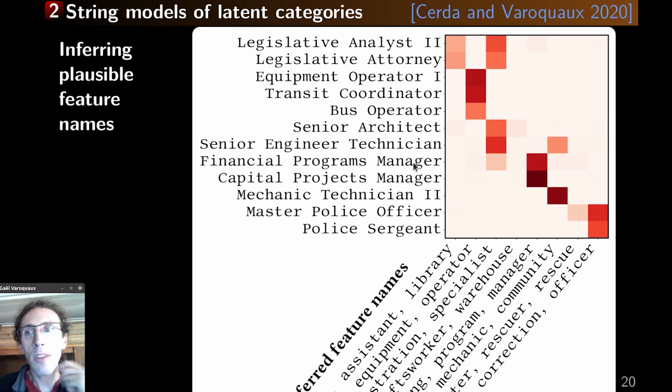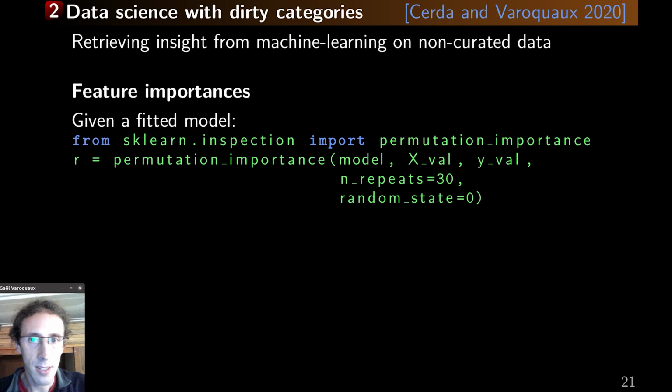We can even infer plausible feature names simply by looking at the words that are often loaded on these. For instance, here we have manager, program. Here we have rescue. So we have a numerical encoding that has been fully inferred from the data and that has meaningful names and meaningful categories.